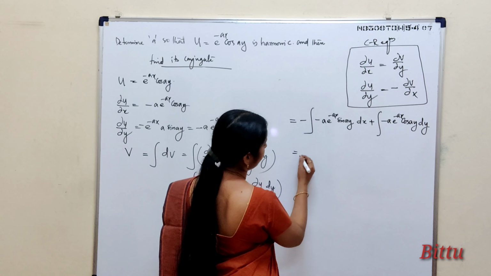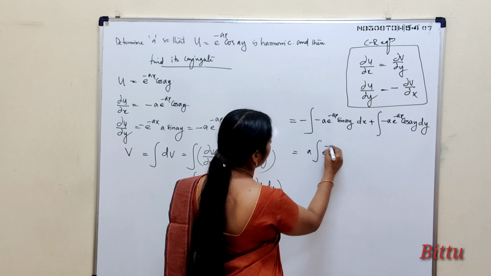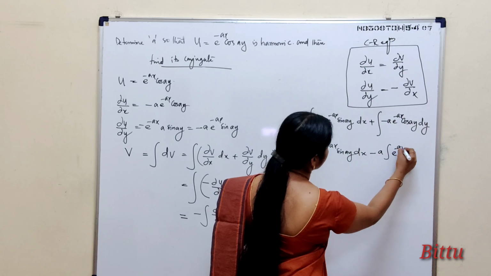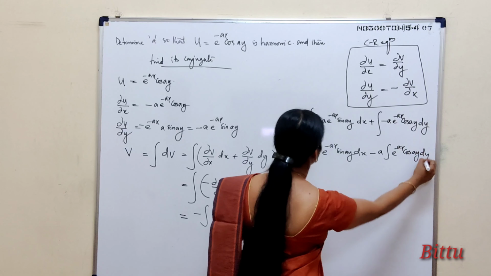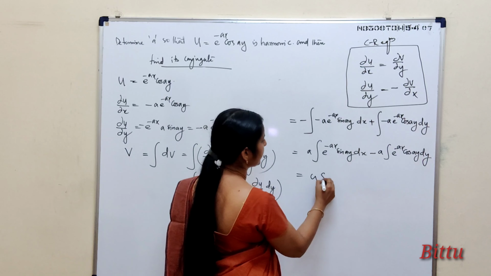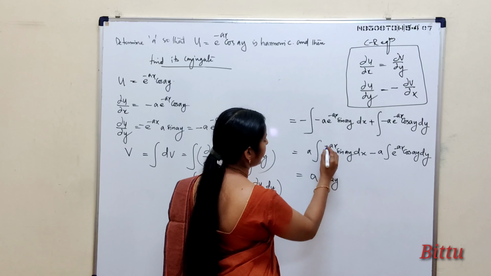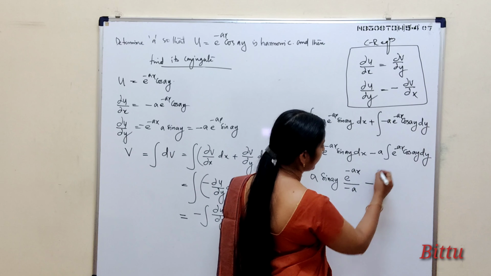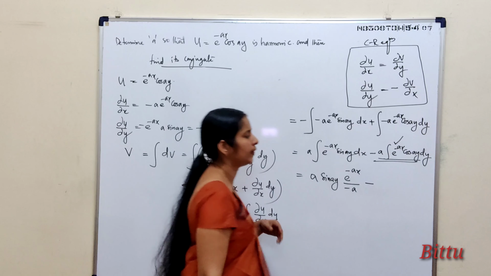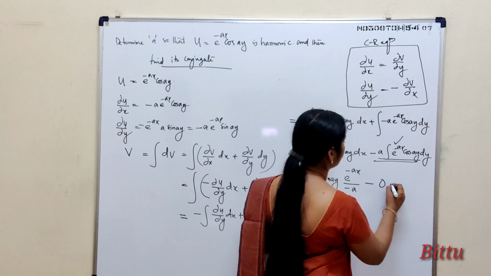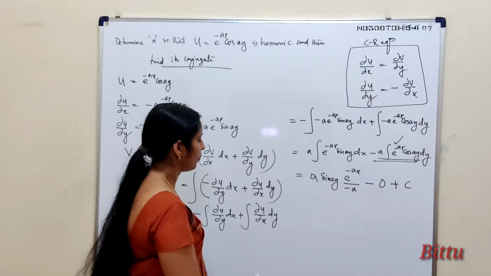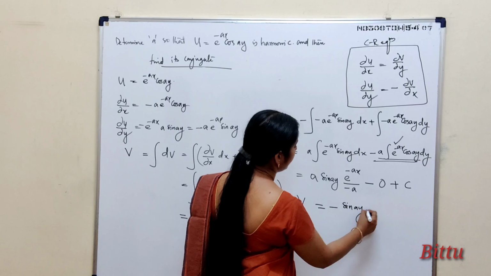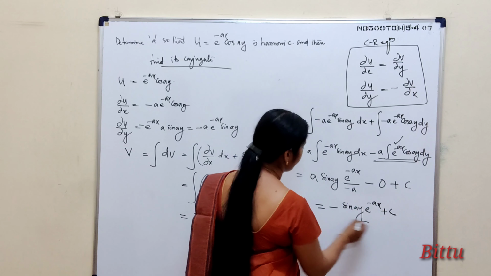Here you take the constants outside: a integral e raised to minus ax sin ay dx minus a integral e raised to minus ax cos ay dy. What is its integral? You keep sin ay as constant. You integrate e raised to minus ax. It is e raised to minus ax by minus a. Minus, what is its integral? See, this term contains no term with x, so its integral is 0. After integration, you put a c. So we can say v is minus sin ay e raised to minus ax plus c.